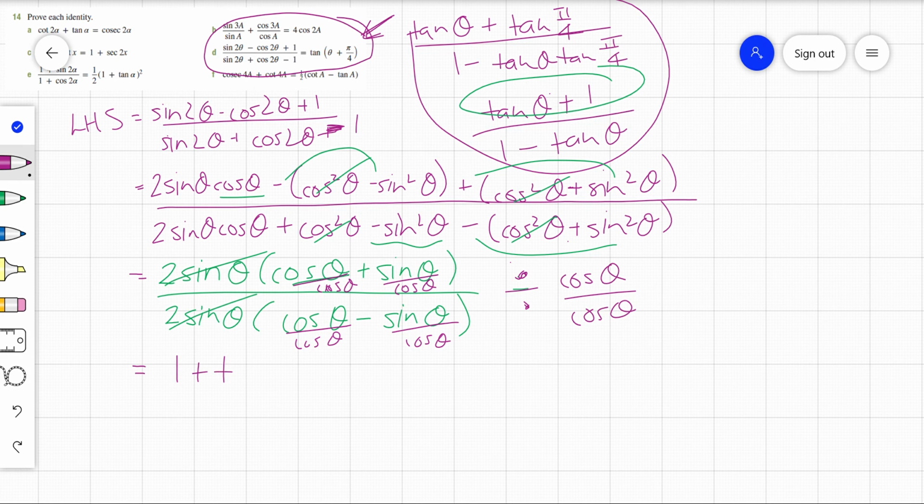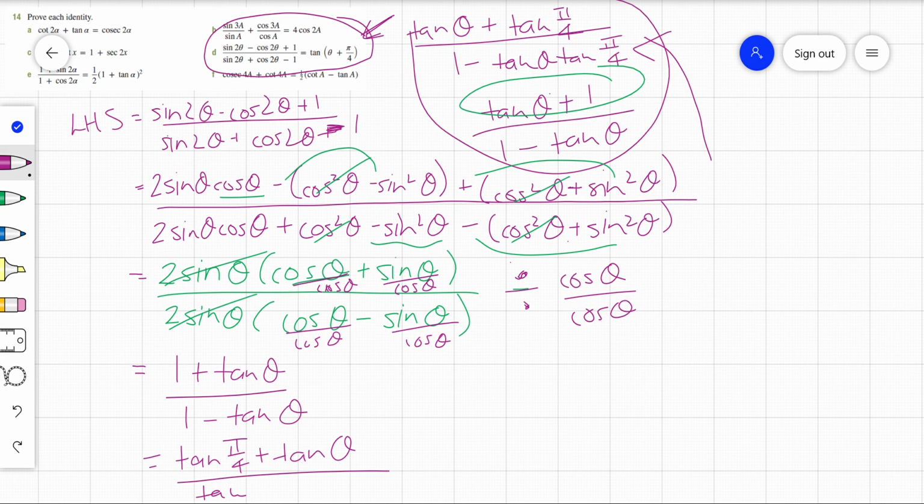Then I'm going to get 1 plus tan theta, and on the bottom I'm going to get 1 minus tan theta, which I know is the same as, so I would rewrite this. So that's the same as, this would be tan pi on 4 plus tan theta, because 1 is tan pi on 4, over tan pi on 4 minus tan theta. And then I could say, but that is, oh, no, sorry, that's not what I wanted. Okay, let me just get rid of that bit. All right, what do I want there?